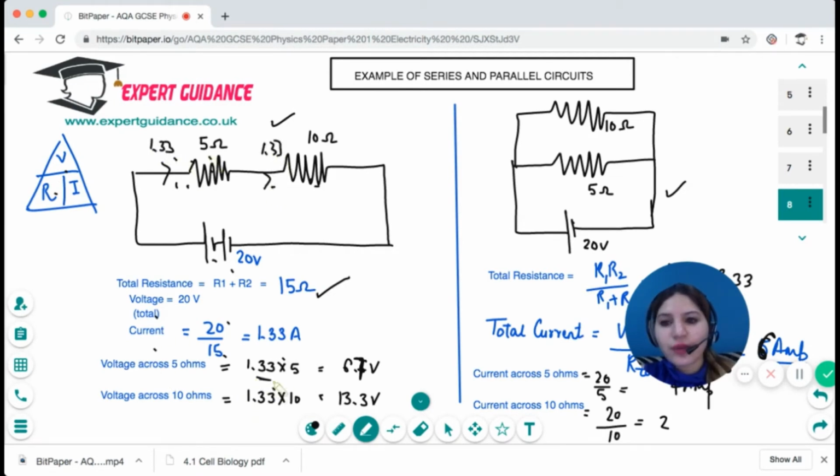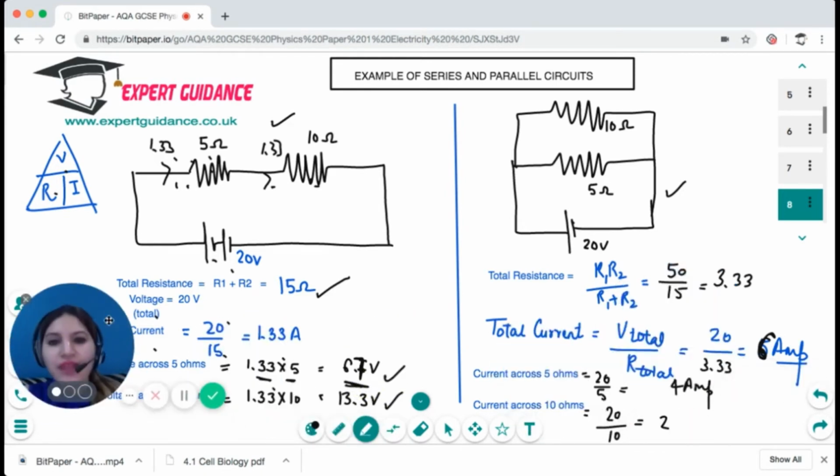So we'll do 1.33 times the resistance of each, and we'll find the current flowing across each. Okay, so that is the voltage across each. So that is 6.7 and 13.3. Now in a parallel circuit, the total resistance is R1 R2 over R1 plus R2. That gives us 3.33. The total current is total voltage divided by total resistance, which is 6 amps. So 6 amps is the total current.